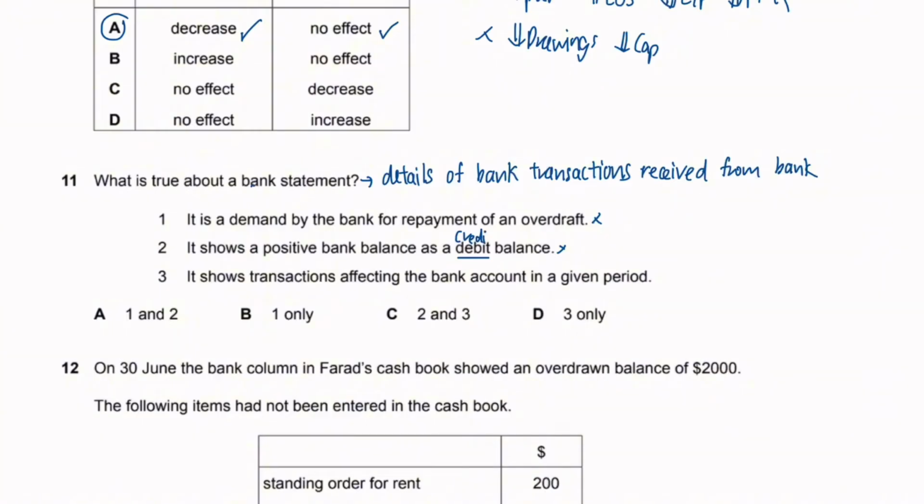So how you can remember is that when you deposit money into your bank account, your bank actually owes you more money. So this means that from the bank's point of view, their liability increases when money is deposited. Third, it shows transactions affecting the bank account in a given period. Yes, this is correct. So always remember this, understand this definition. Okay, so the answer is D.